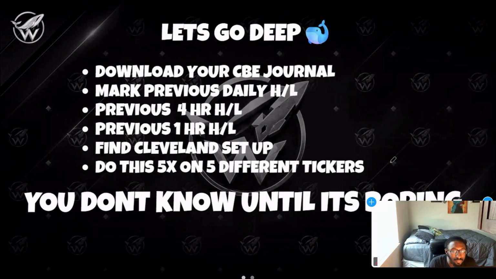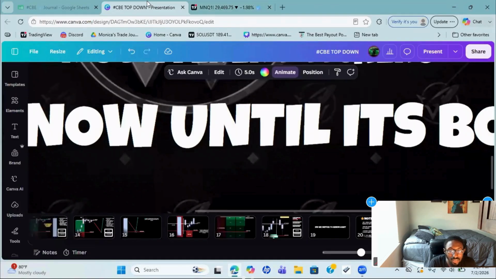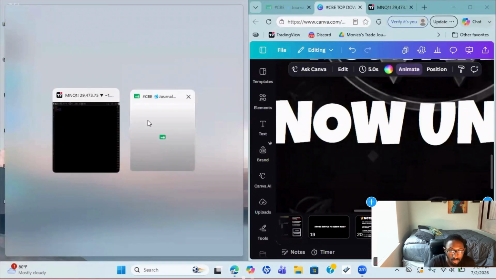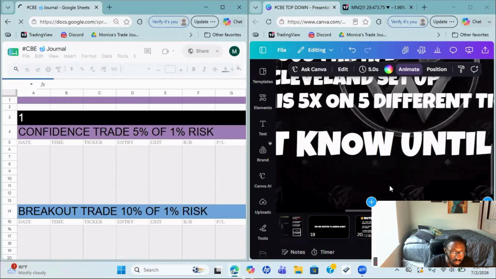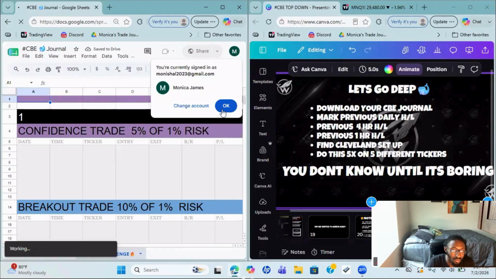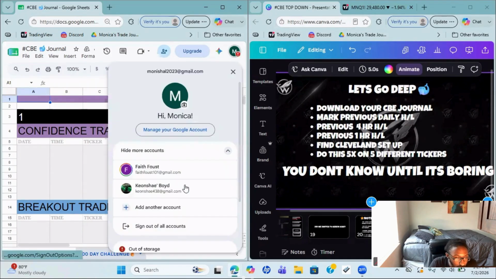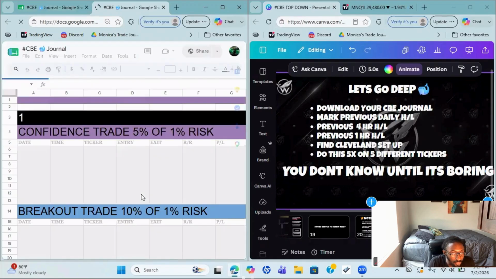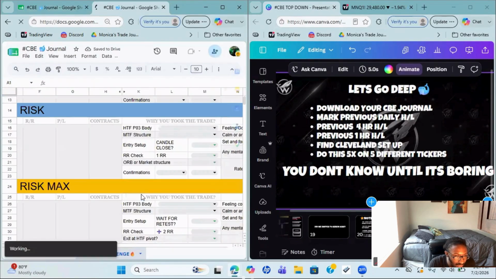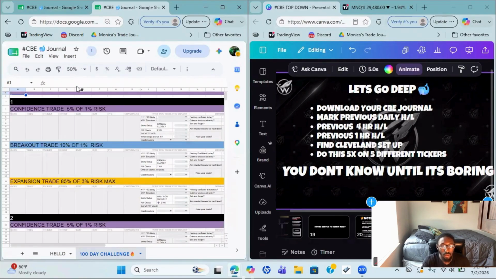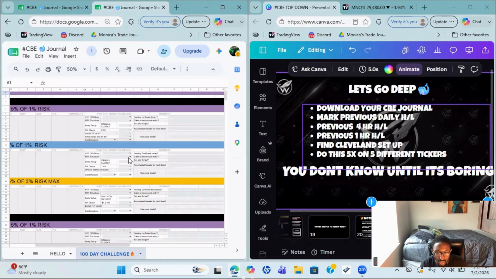Let's go deep. So when we look at this, number one is download your template. Download your CBE journal. This is a journal that I made. This is my very first journal. It has everything that I said in here, like everything, right? Number one, mark up previous day high, mark up 4 hour, mark up 1 hour. Let's do that real quick.